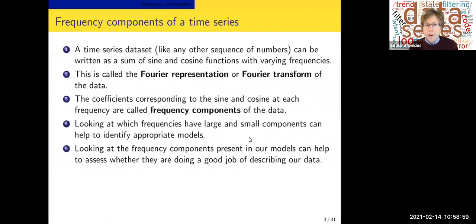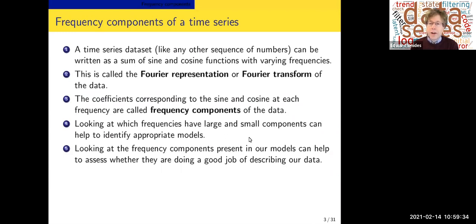So a time series data set, like any other sequence of numbers, can be written as a sum of sine and cosine functions with varying frequencies. This isn't a special property of time series data. It's basically like in vector algebra, changing the basis to a basis of sines and cosines. And this is called the Fourier representation or Fourier transform of the data. And the coefficients corresponding to the sines and cosines at each frequency are called the frequency components of the data.